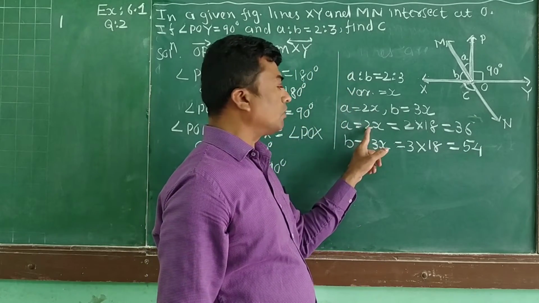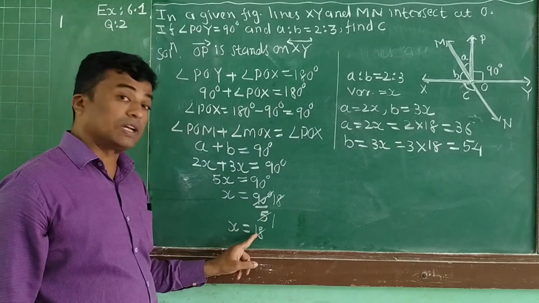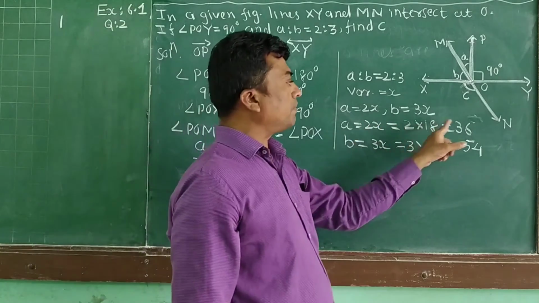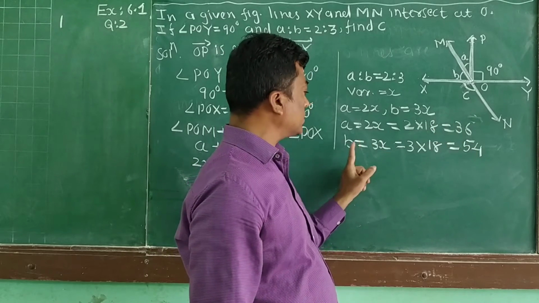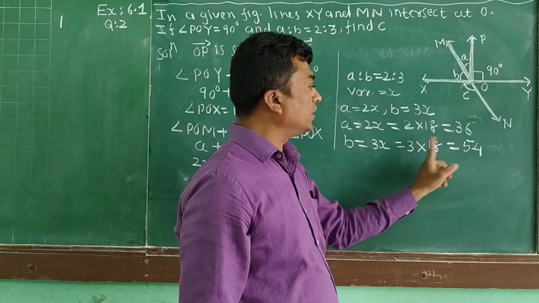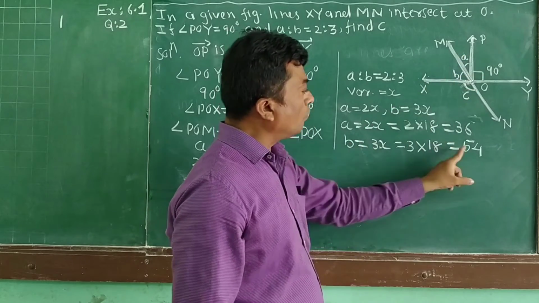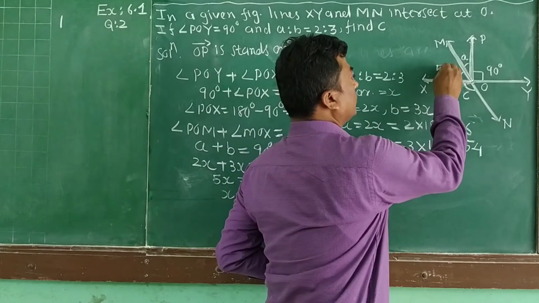See, a is equal to 2x, so 2 multiply 18 because x is equal to 18. So a is equal to 36. B is equal to 3x, so 3 multiply 18. 18 3s are 54. So a and b we identified. B is equal to 54.